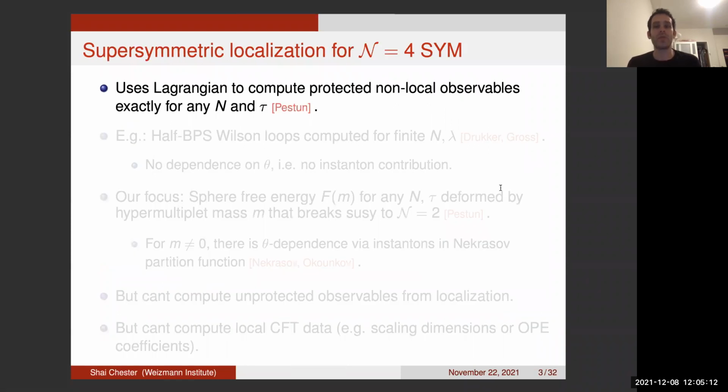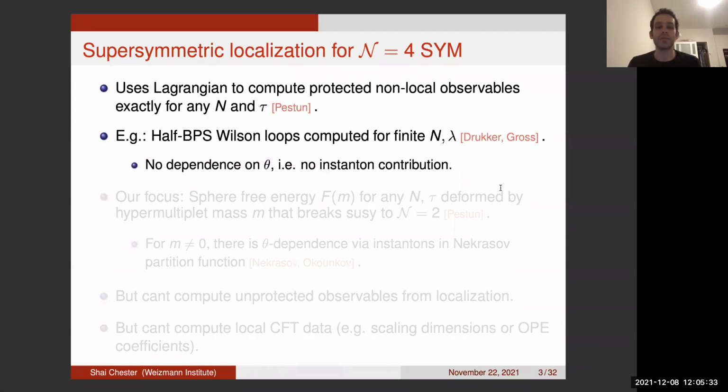First, let's talk about supersymmetric localization. This method uses the Lagrangian of the theory to compute protected non-local observables exactly for any value of N and tau. It was initiated by Pestun. For instance, people computed the half-BPS Wilson loops for any value of N and lambda in this famous paper by Drukker and Gross. For these specific quantities, there was actually no dependence on theta, so there were no instanton contributions.